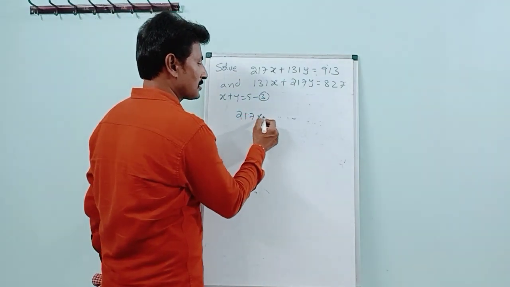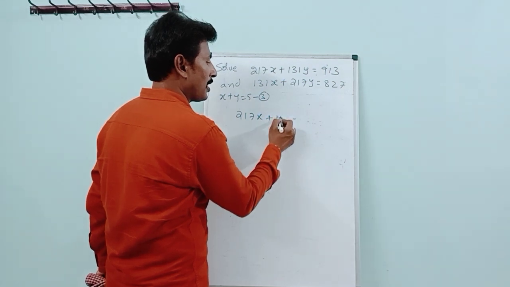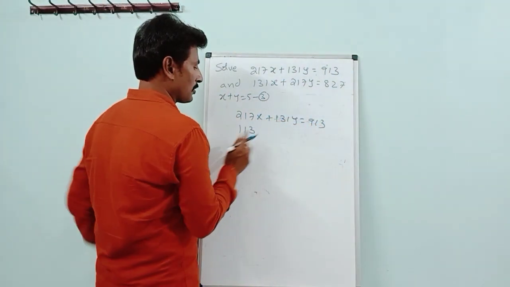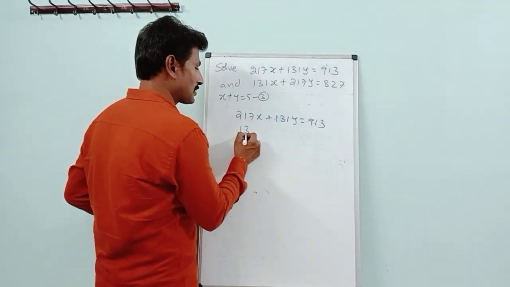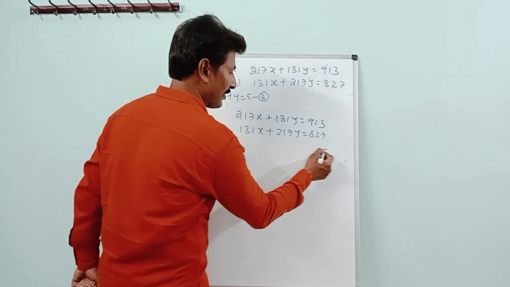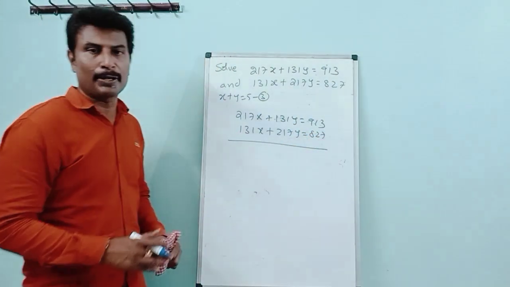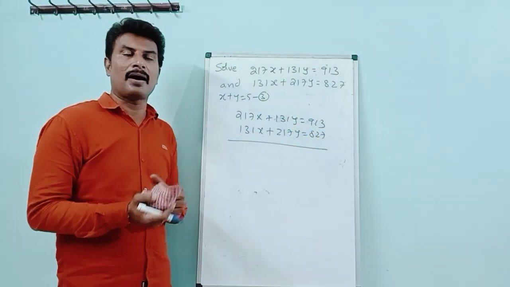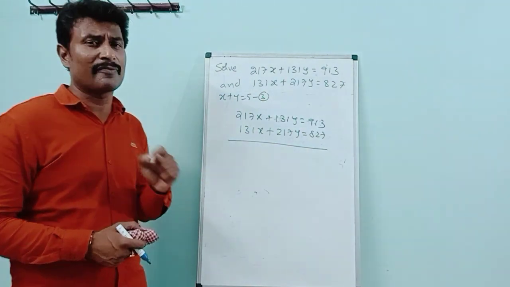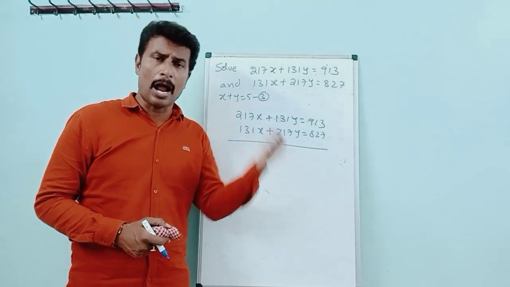217x minus plus 131y is equal to 913. 131x plus 217y is equal to 827. In the previous case, I added the equations and got one equation. Now I am going to subtract. What happens if I subtract one equation from the other equation?